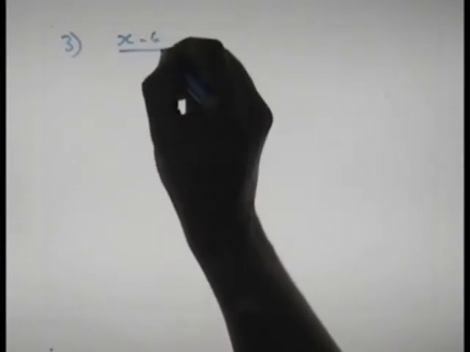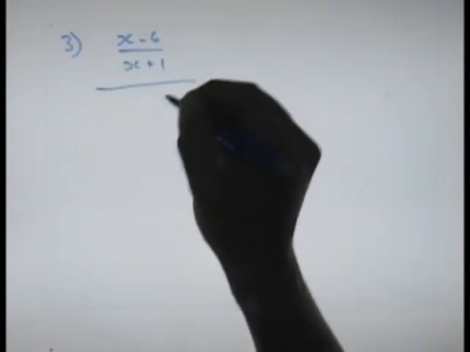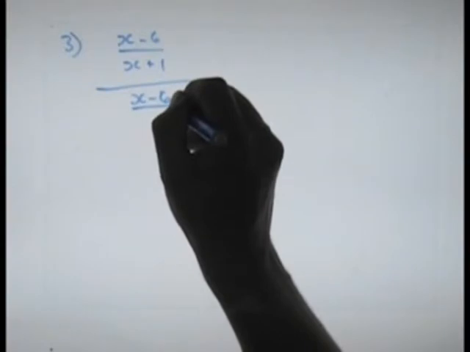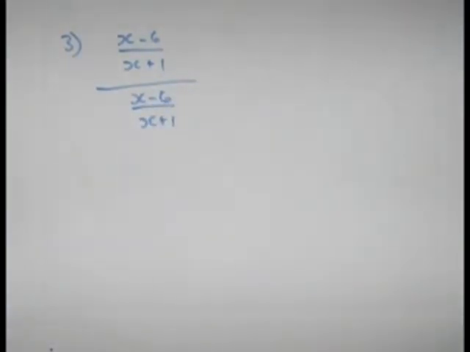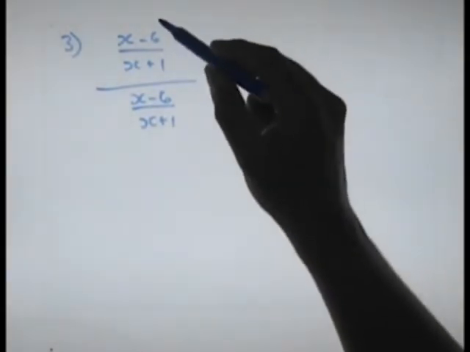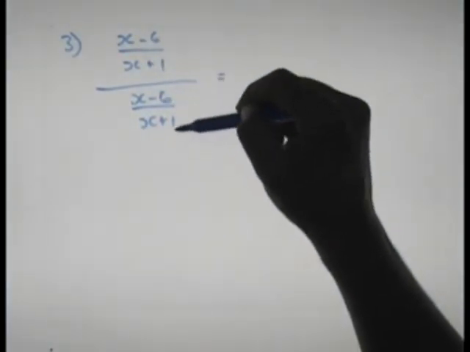I'm going to need a few for this one. The third one I gave you to do read x minus 6 over x plus 1 divided by x minus 6 over x plus 1. It looks complicated, I know, but it's actually remarkably easy. Isn't x minus 6 over x plus 1 the same as x minus 6 over x plus 1?